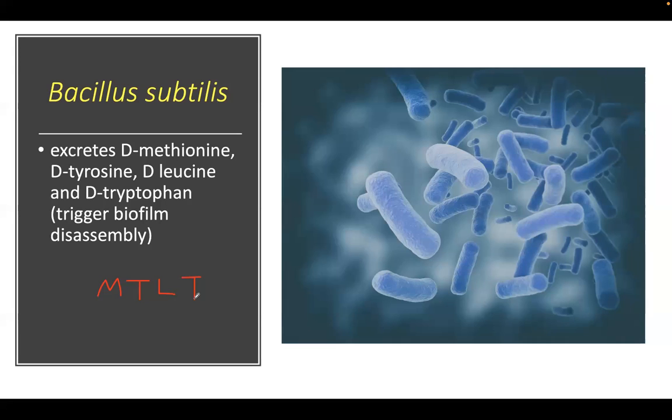So what is the significance of the secretion of these amino acids? Okay, this will trigger the biofilm disassembly. Biofilm formation is an important property of several bacteria, which increases its pathogenicity. So this is Bacillus subtilis.